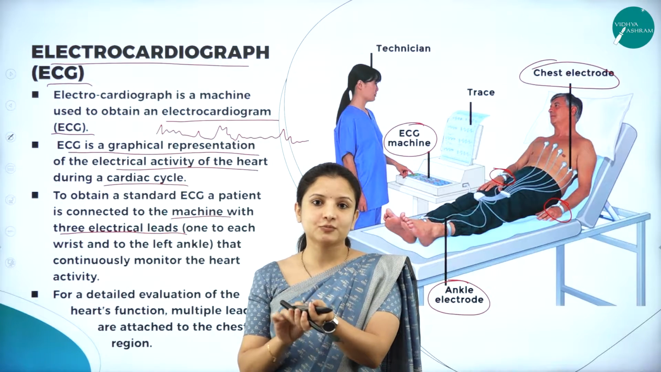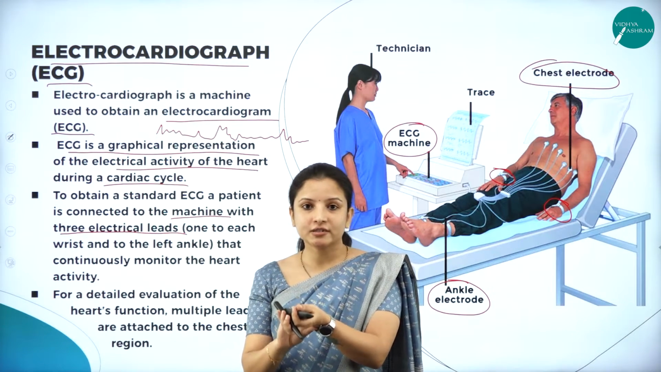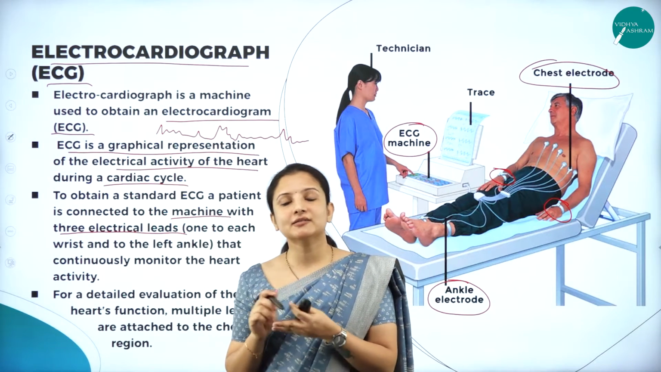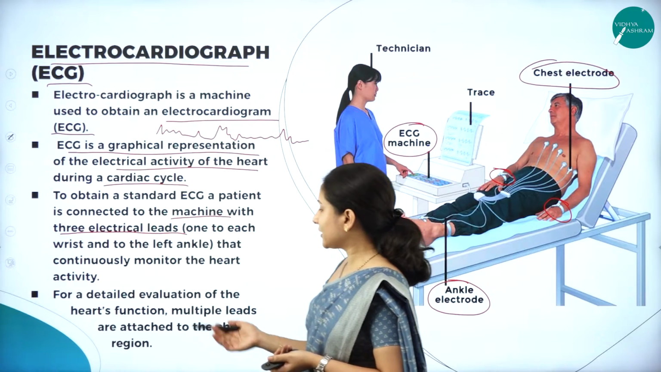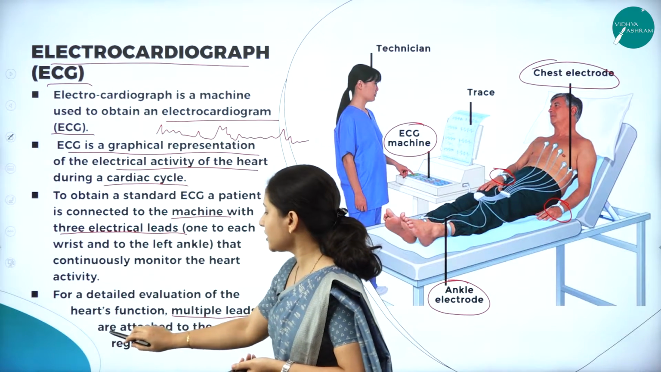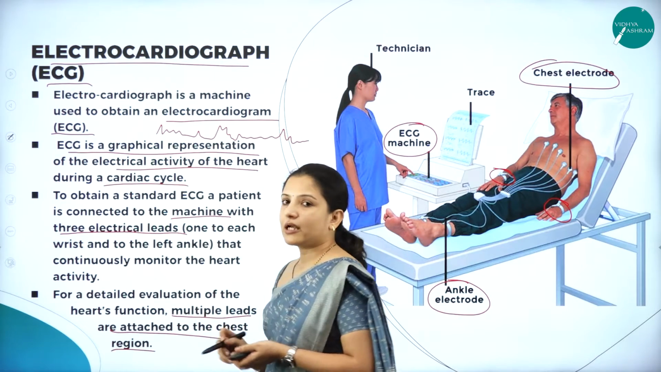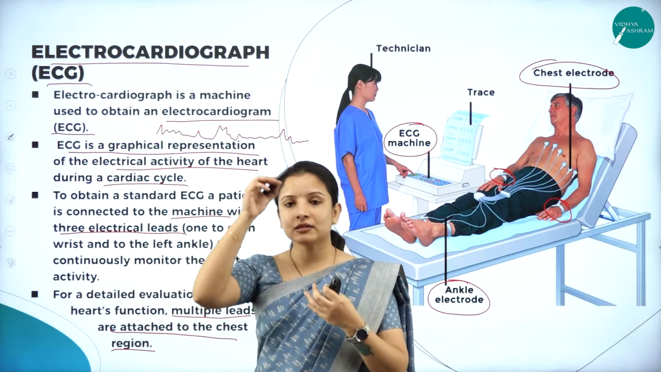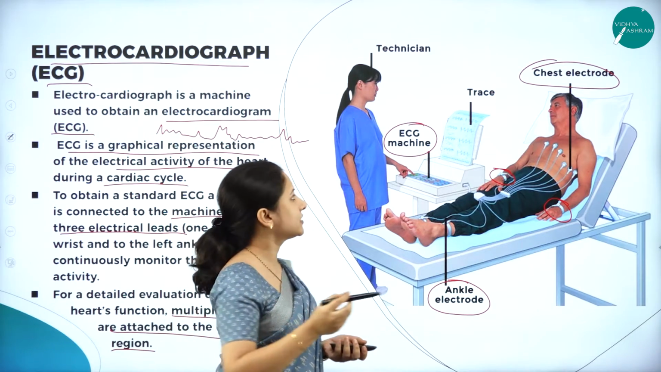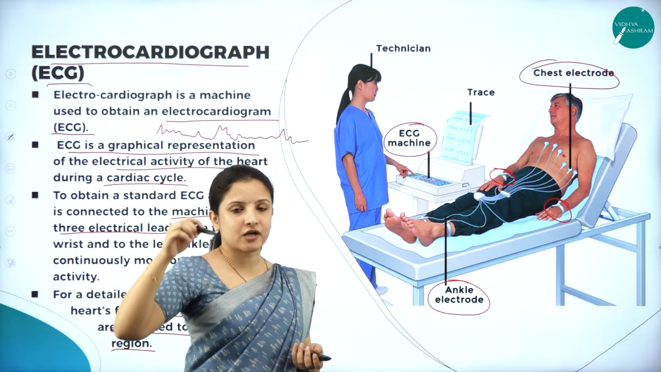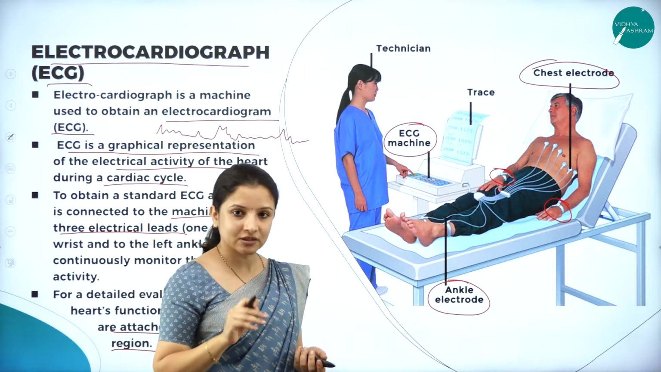Hold your wrist like this properly and feel yourself, in a quiet room. You can feel the pulse, the beating, right? So that is actually monitored. So for a detailed evaluation of the heart function, multiple leads are attached to the chest as well. So that is how, based on the beats of the heart, the graphs get created. If you can see here, you can see how, in each cycle, the heart is functioning. Based on that, the graph is created.